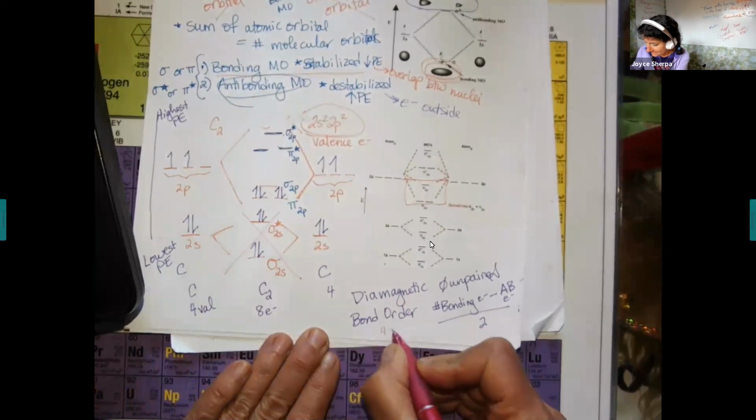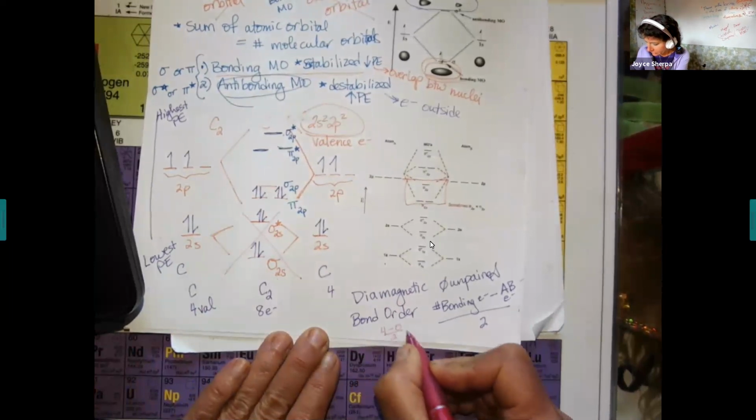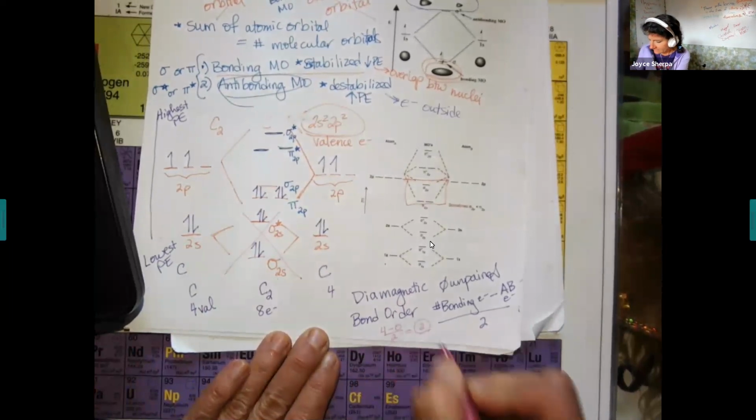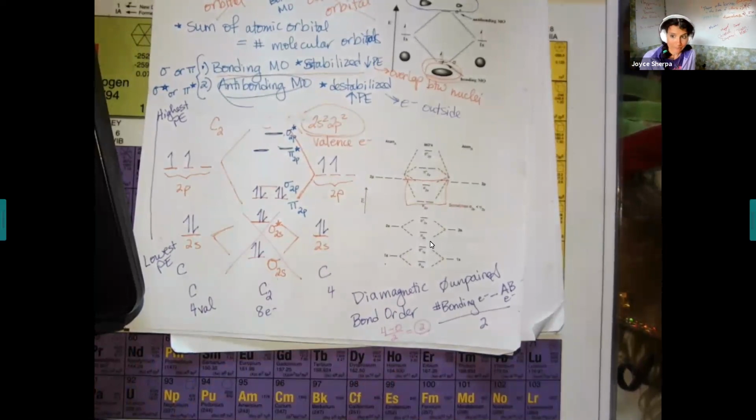So I'd have 4 minus 0 and then divided by 2. So I get my bond order is 2. And again, we're going to do practice. That's what the next page is. And we get little charts to fill in. And some will have antibonding. So this will make sense in about a half hour.